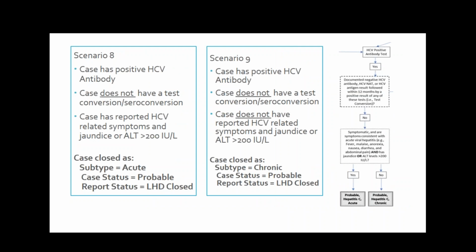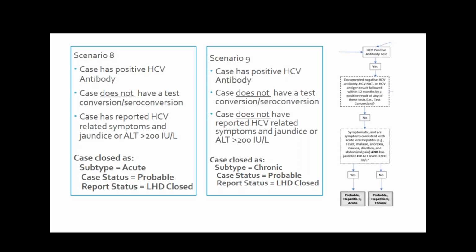So now we're going to look here at the middle portion of the algorithm, and what does it really mean? So we're looking at the situation where the case has a positive antibody test reported, and in scenario 8, the case does not have a test conversion. However, the case has reported HCV-related symptoms and jaundice or ALT greater than 200. The case will be closed as subtype acute, case status probable, report status LHD closed.